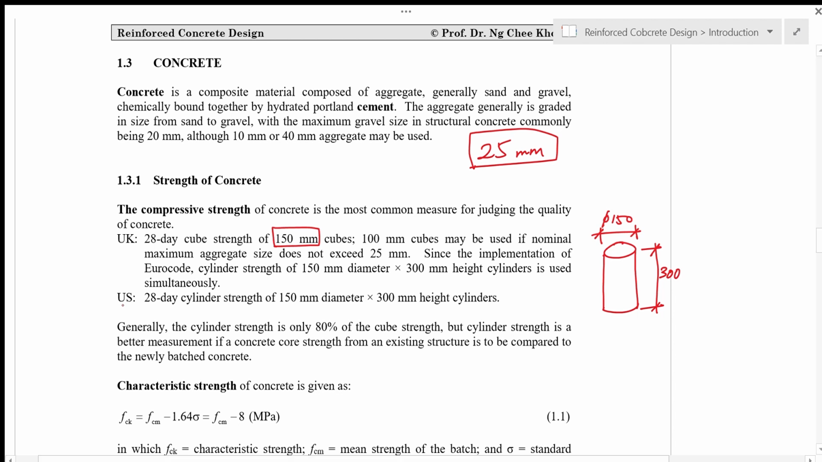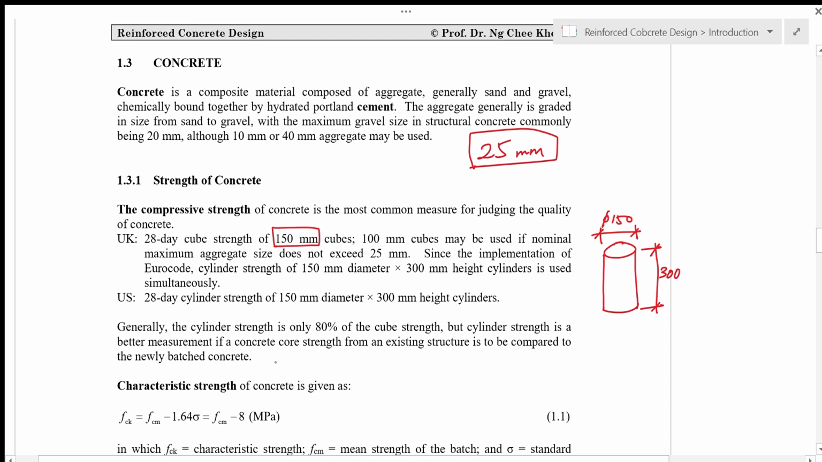And then in the US, all along they have been using the cylinder strength, which is a 150 mm diameter cylinder with 300 mm height. Generally, not definitely, the cylinder strength is only 80% of the cube strength. But cylinder strength is a better measurement if a concrete core strength from an existing structure is to be compared to the newly batched concrete.